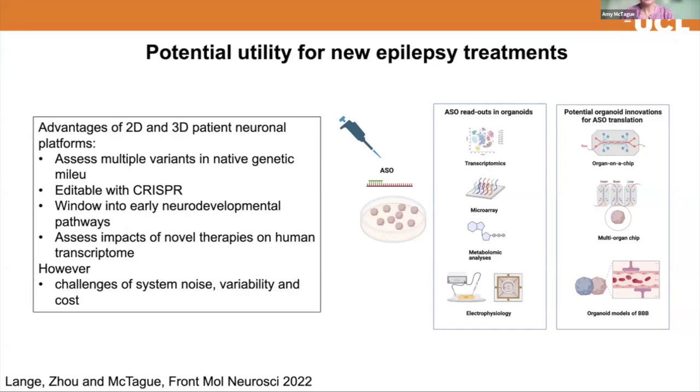But there are some challenges, including largely cost and time, but also that this is quite a noisy system with quite a lot of heterogeneity between organoids, hence the need for the CRISPR controls is really important.